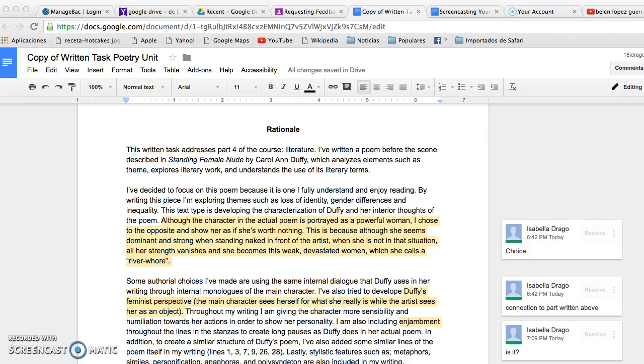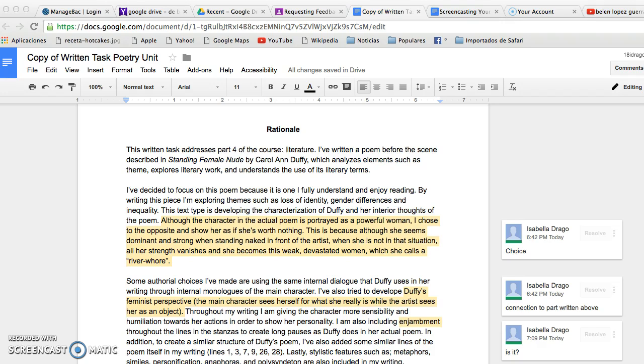Okay, so this is my reading task 1 from the poetry unit. This is my rationale, and it says: this reading task addresses part 4 of the course, Literature. I've written a poem before the scene described in Standing Female Nude by Carol Ann Duffy, which analyzes elements such as theme, explores literary work, and understands the use of its literary terms.